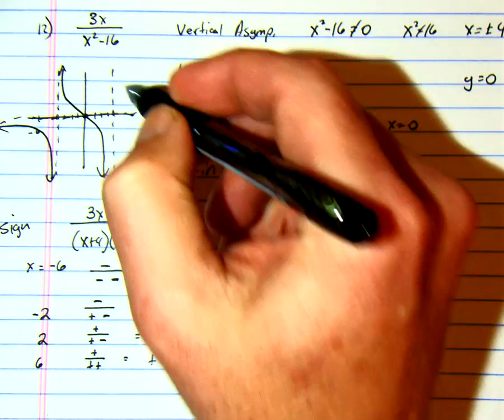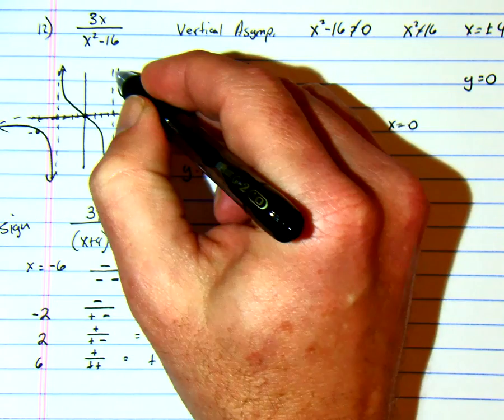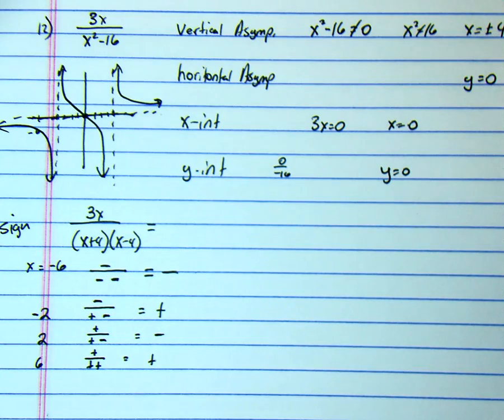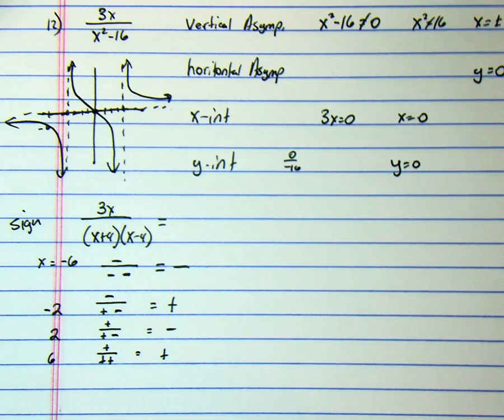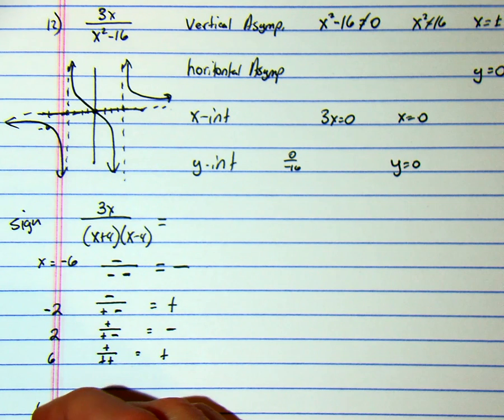And so there we have it. We have all the pieces parts, and we had to do a sign test in order to make that graph. Okay, that one took way, way too long. Let's hope 13 is a little simpler.